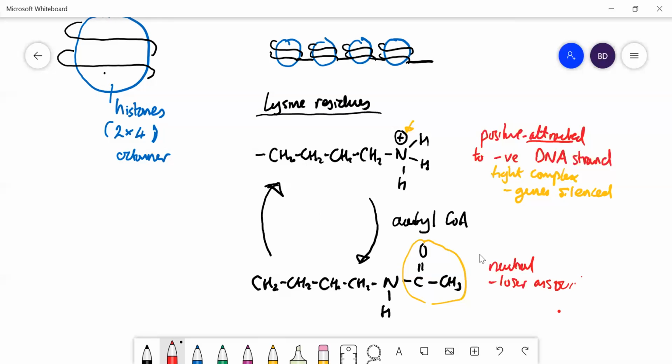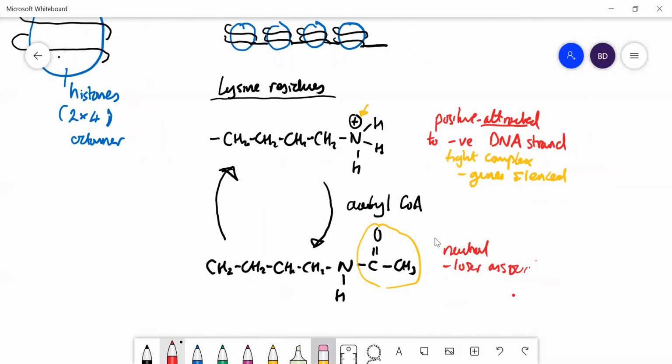Got a looser association, so that means that it can be transcribed. So it's active. Right, so they've identified enzymes which can do this. So you can look at an enzyme here which I'm doing in red, one enzyme, let's call it enzyme 1. It can deacetylate it. And you've got another different enzyme, enzyme 2, which can acetylate it.